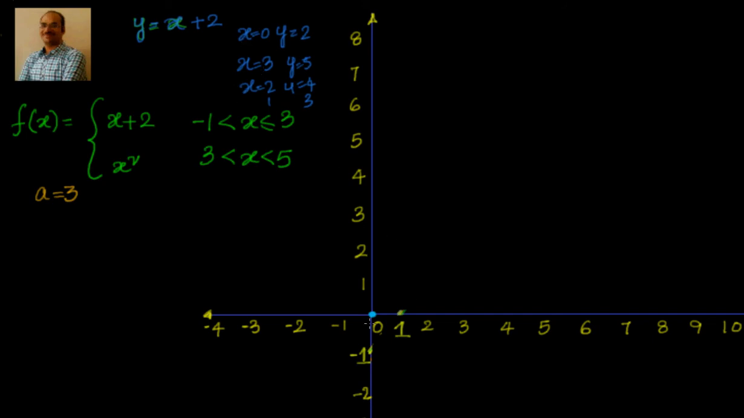So let's go ahead and try to plot this. If x equal to 0, y equal to 2. If x equal to 1, y equal to 3. If x equal to 2, y equal to 4. If x equal to 3, y equal to 5. So this is how it looks between -1 and 3. I have something more. If x equal to -1, then -1 plus 2, so it should be 1. Right. So you can see the straight line very clearly. This is how it looks like.